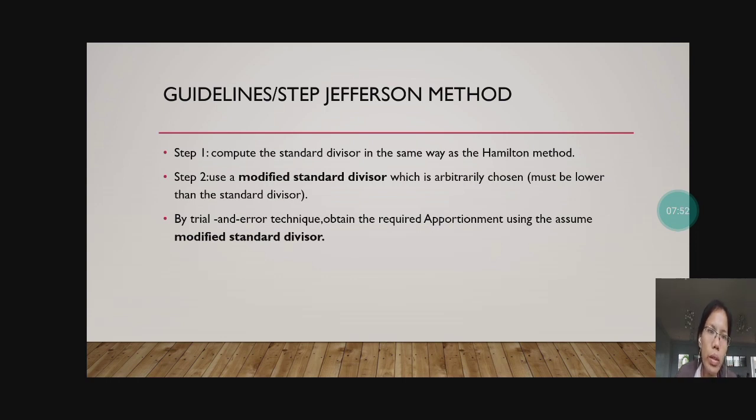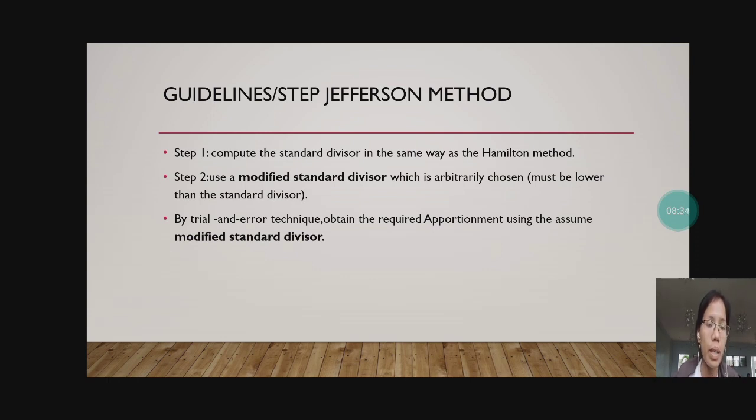So the step 1 is compute the standard divisor in the same way as the Hamilton method. So gamit sa tong pagkalkula kang sa standard quota, same lang gyapon aton buhaton kang Jefferson. But step 2 use the modified standard divisor, which is arbitrarily chosen, must be lower than the standard. So kailan ang atong kwaon nga dili siya mo taas sa standard divisor sa Hamilton. So 17.5. So pwede mo gamit kitay 17 or 16.5, basta di lang siya mo dako sa 17.5 kaya lower siya. By trial and error technique, obtain the required apportionment using the assumed modified standard.